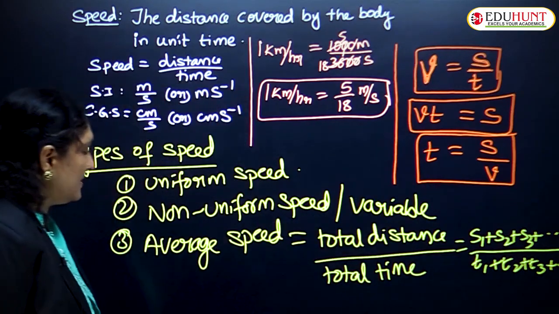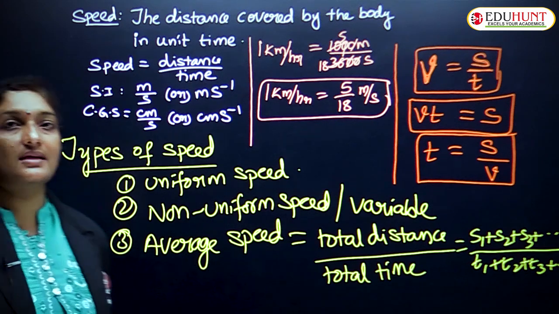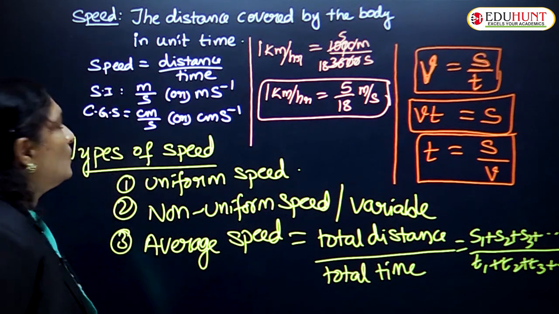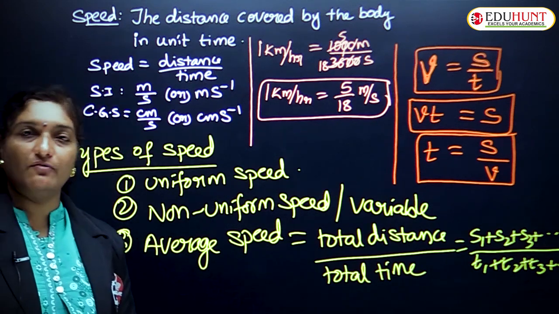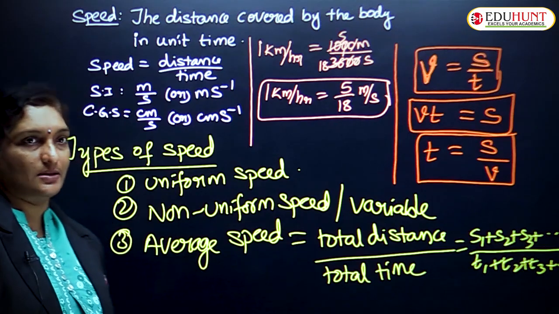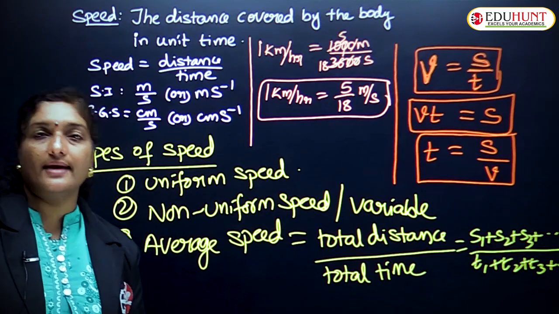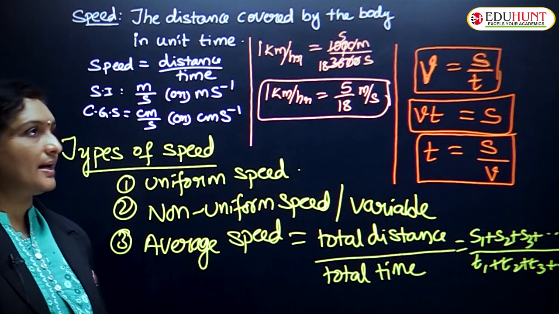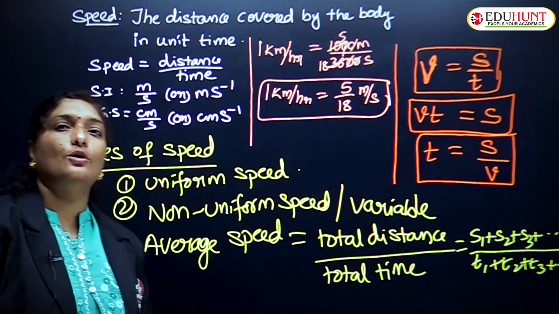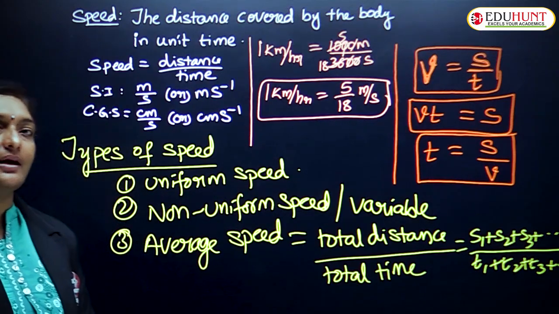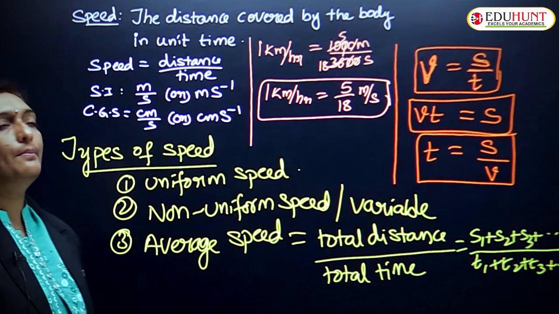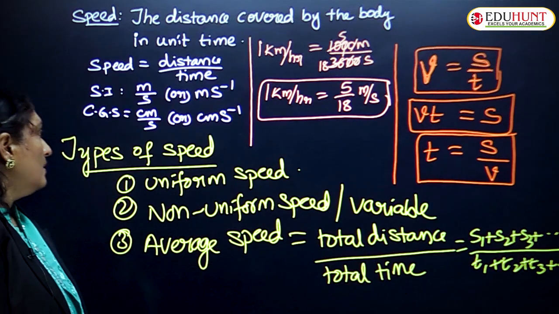So children, let us recall what is speed. The distance covered by the body in unit time is called speed, and the formula is speed equals distance by time. The SI unit is meter per second and the CGS unit is centimeter per second. Another unit is kilometer per hour, where 1 kilometer per hour is equal to 5/18 meter per second.